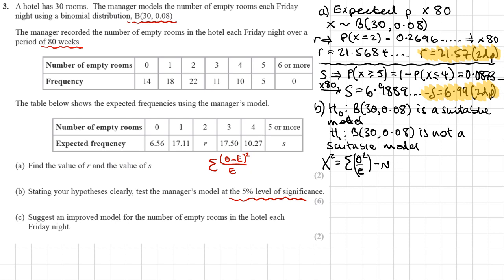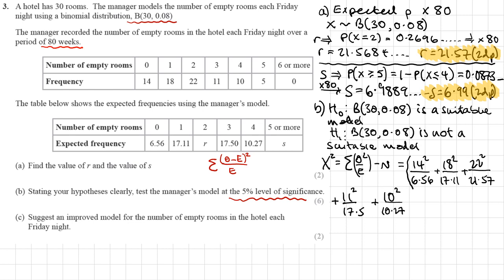Okay, so equal to, we've got a big long sum to do. Our observeds are all here, our expected are all here, and our S are here. So my first observed is 14. Observed squared over my expected for 14 was 6.56, plus the second observed was 18 over the expected for 18, which was 17.11. Then my next observed was 22, that's squared over the expected of 21.57 I worked out, plus 11 squared over 17.5, plus 10 squared over 10.27, and then plus 5 squared over my value of S, which was 6.99, and that's all of the observed squared over the expected, so I want to find the sum of those, and then I'll minus 80.